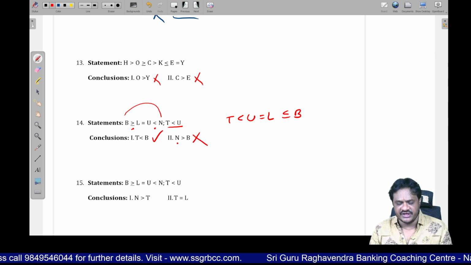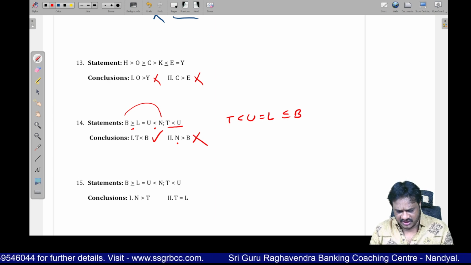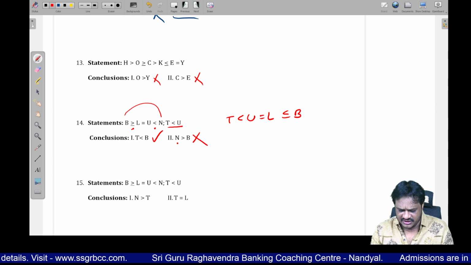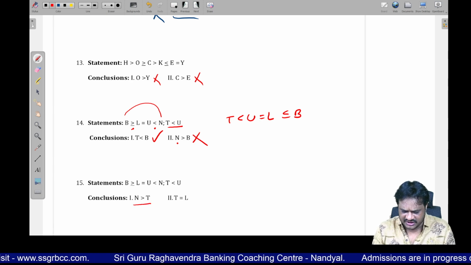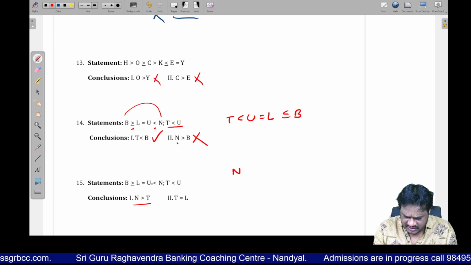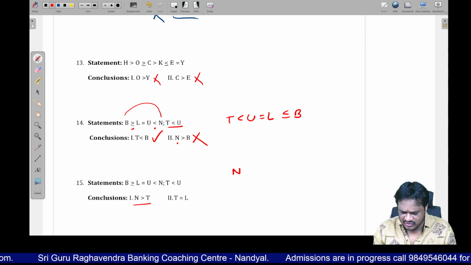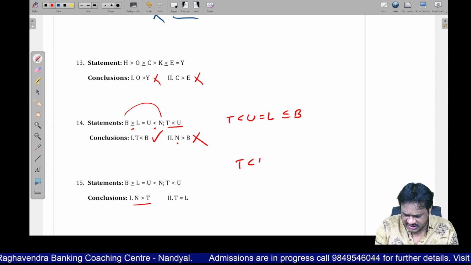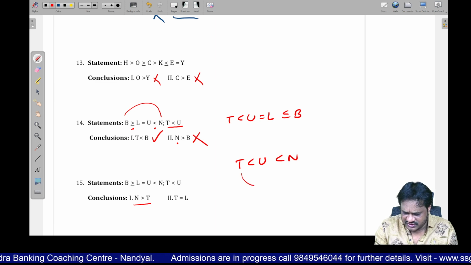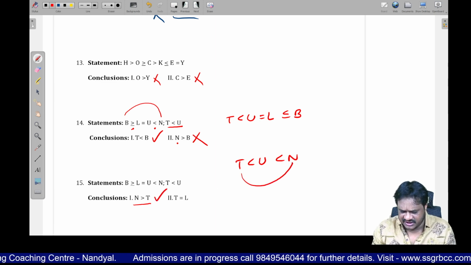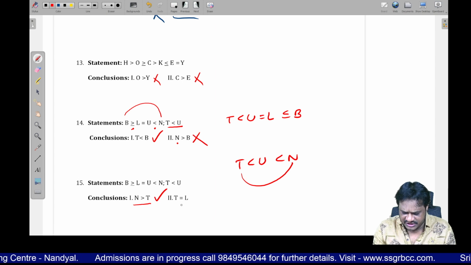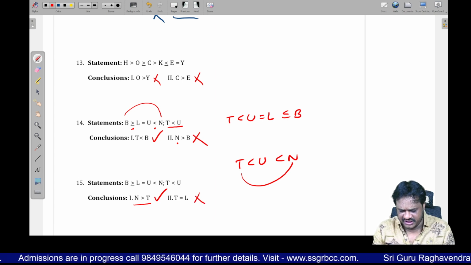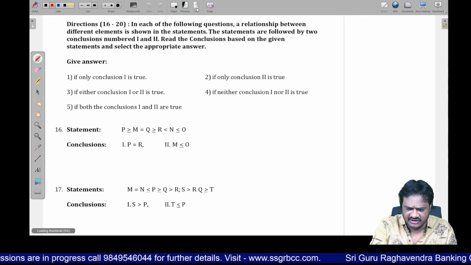Let us see 15th question. B greater than or equal to L, L is equal to U, U less than N and T less than U. First of all, N greater than T. See, U less than N. So you can take like this, T less than U, U less than N. So T less than N or N greater than T definitely follows. T is equal to L does not follow in any case. So only one definitely follows.